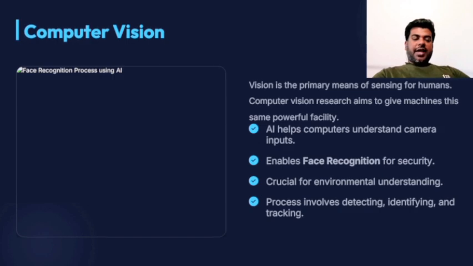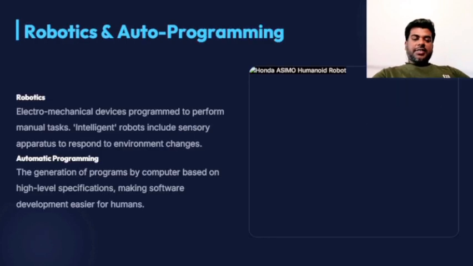Now we'll go to slide 9, that is robotics and automatic programming. The visual that you see is the text on robotics and programming and the Honda Asimo image. So robotics is the physical manifestation of AI. When we combine mechanical engineering with intelligent sensing, we get robots like Honda's Asimo that can navigate rooms and interact with people. Alongside this, we have automatic programming where AI actually helps write code based on high-level instructions, significantly speeding up how we build software.